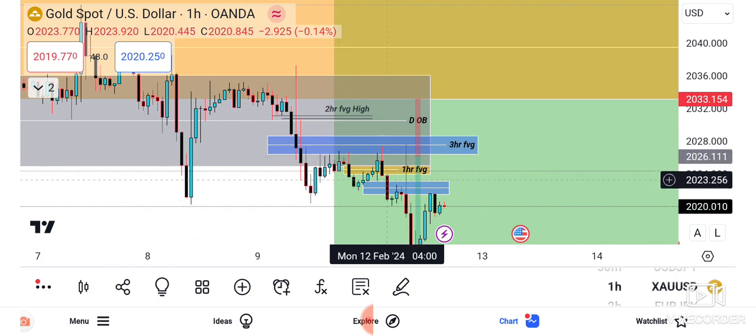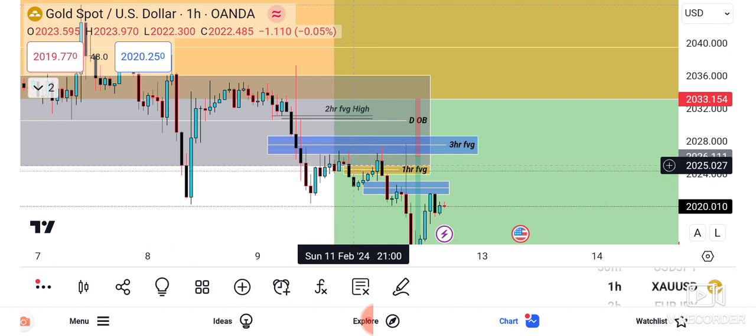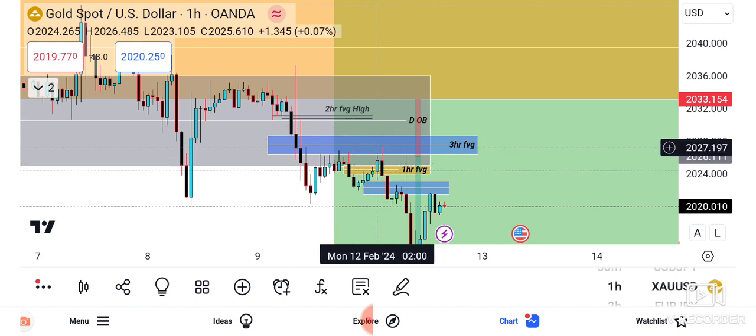So what I wanted to see is, I was patient because we had the news at around 8:30. So I was patient, and during the news, that's when I saw this spike of this candle higher with this liquidity that had been engineered here. And also we had this 3-hour fair value gap.